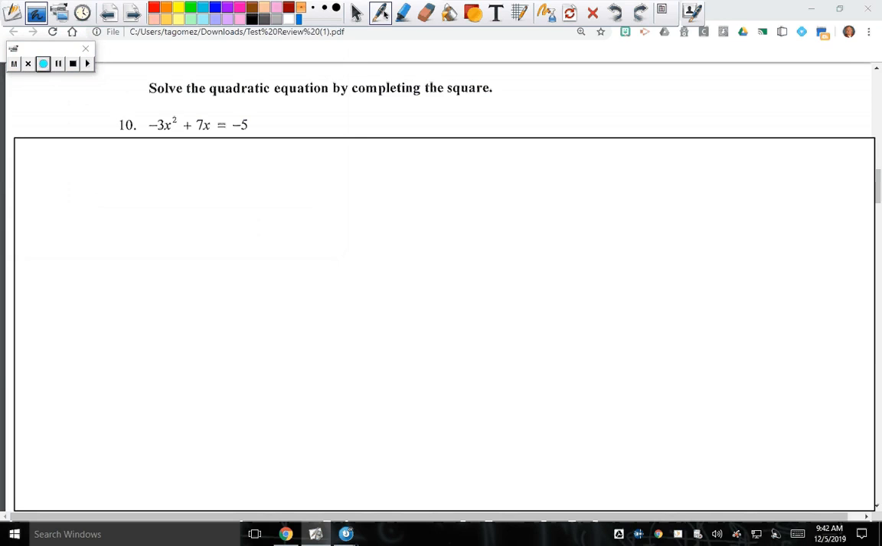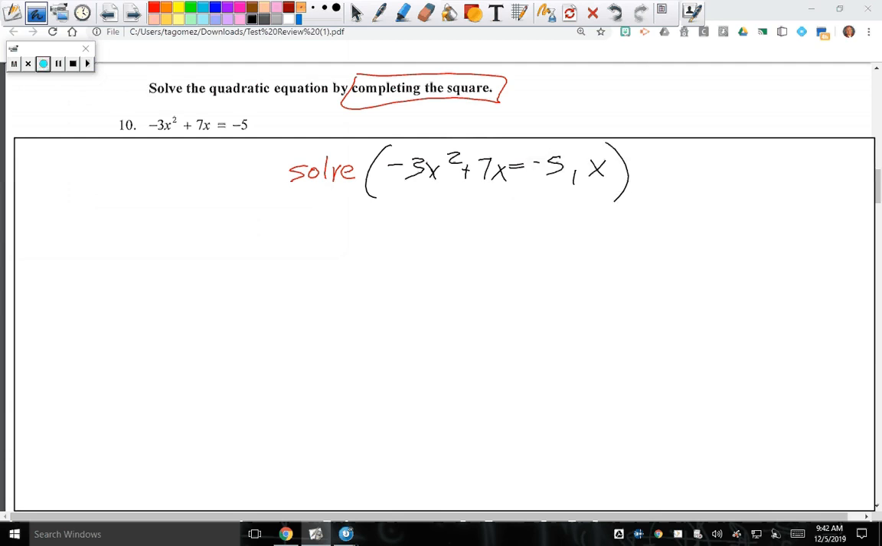Alright, so number 10 on the review, with calculator, we're going to complete the square. Now listen, with the calculator, we know we could just do a solve feature. We could say, solve this equation when it equals -5 for x. And it will spit out the answer.